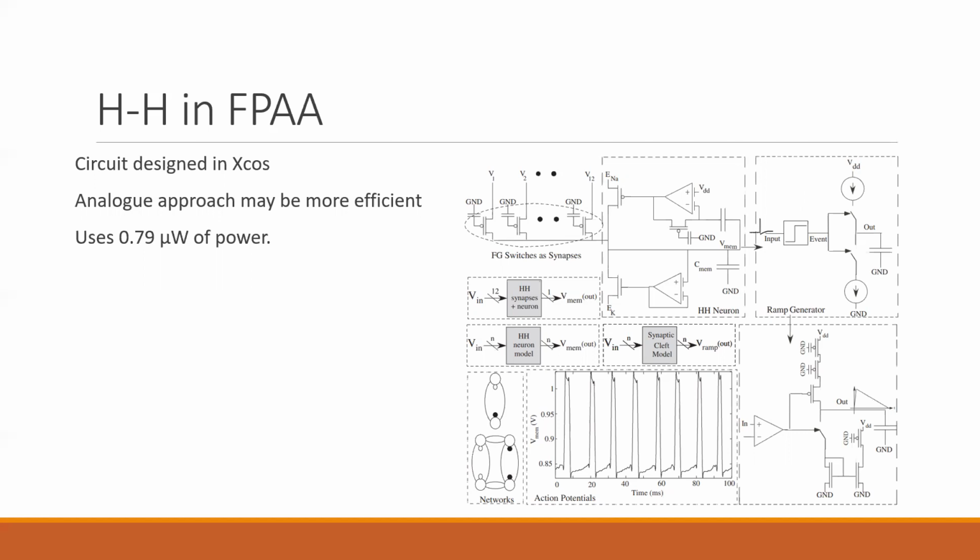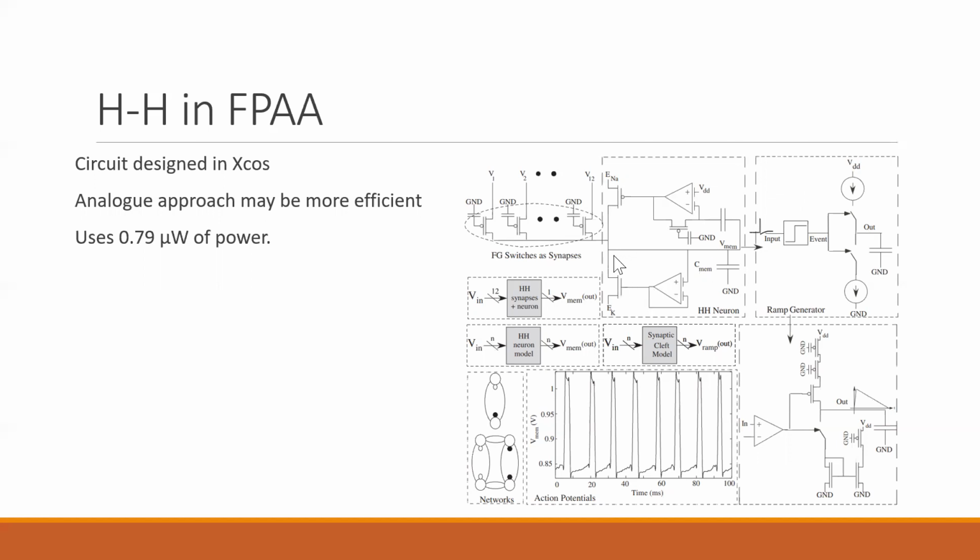The analog computation here also performs these operations in FPAAs with far less power per computation than digital circuits. On the right here, we have the diagram of the XCOS model implementation of the Hodgkin and Huxley model. We can see that there's the Hodgkin-Huxley neuron model here.